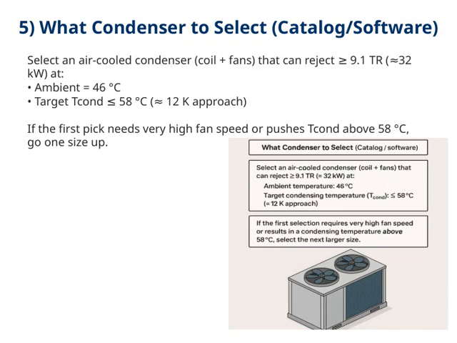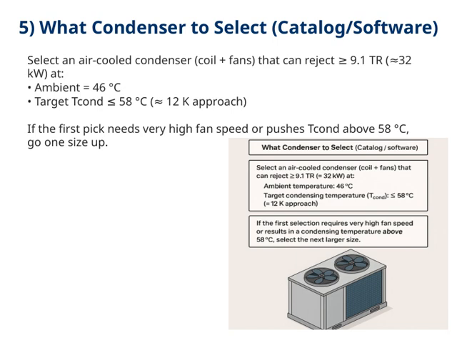When selecting an air-cooled condenser, it's important to focus on a few key factors. First, you want a coil and fan setup that can reject at least 9.1 TR, which is roughly equivalent to 32 kW of heat. This capacity needs to be maintained under specific conditions, specifically at an ambient temperature of 46 degrees Celsius. Additionally, the target condenser temperature, Tcond, should be 58 degrees Celsius or lower, which corresponds to about a 12 Kelvin approach. This is crucial because it ensures the system operates efficiently and stays within safe temperature limits.